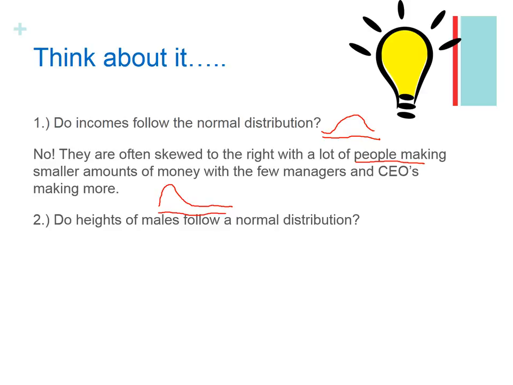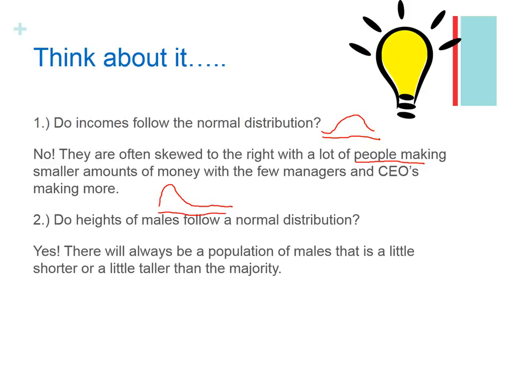All right, do you think the heights of males follow a normal distribution? You're going to want to think in general about the heights of males. If I were to plot 1,000 males on a scale and then draw a curve over them, would they follow a normal distribution? Yes, there will always be a population of males that's a little taller or shorter than everybody else. The majority of the males are going to be right in the center here, where you have some people over here that are a little bit taller and some people that are shorter, but most are going to be about in the same range.